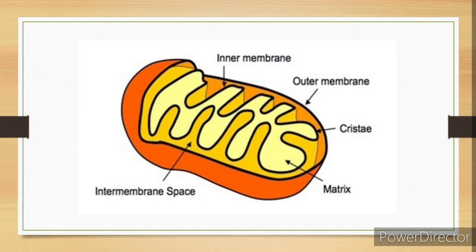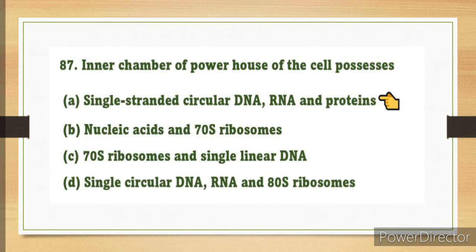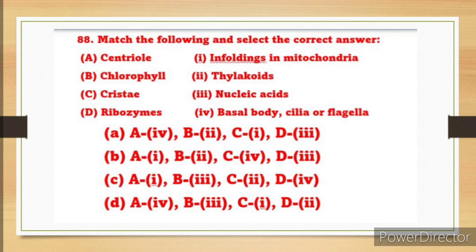What is its outer chamber called? The outer chamber is the perimitochondrial space, which is present between the outer membrane and inner membrane. So here the inner chamber of the powerhouse of the cell possesses option A, single stranded circular DNA, RNA and proteins. Question number 88.